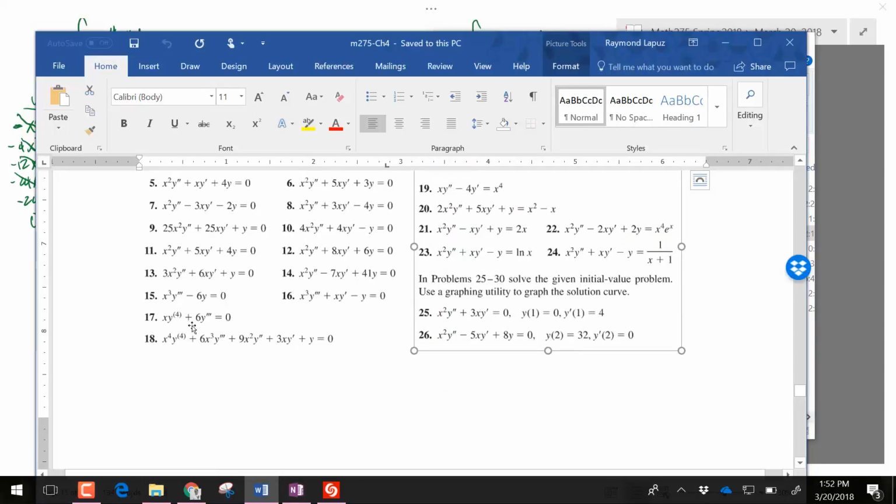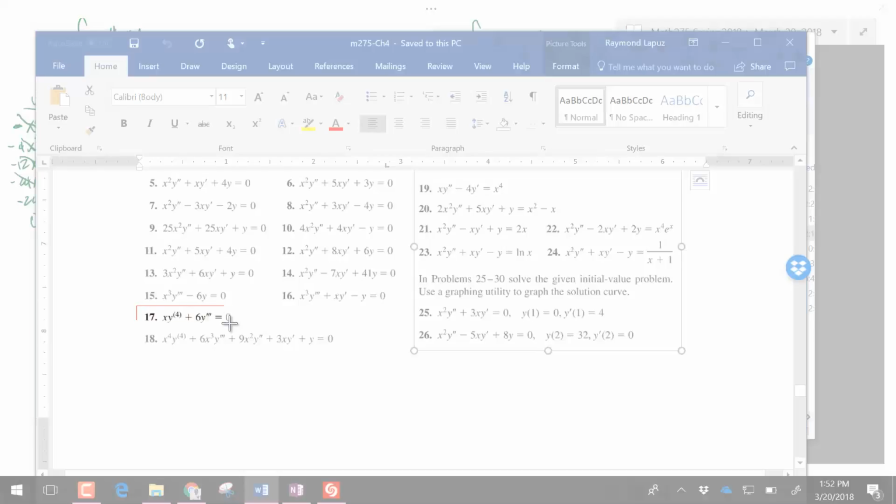So these Cauchy Euler equations can go to the higher dimensions also, so let's do a third or fourth order. Let's do number 17. That looks like it might be easy enough to factor. I don't know. It's probably going to be hard.